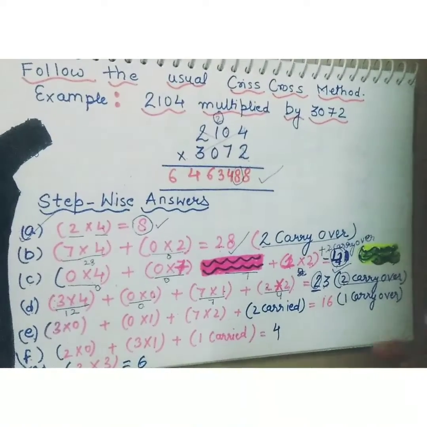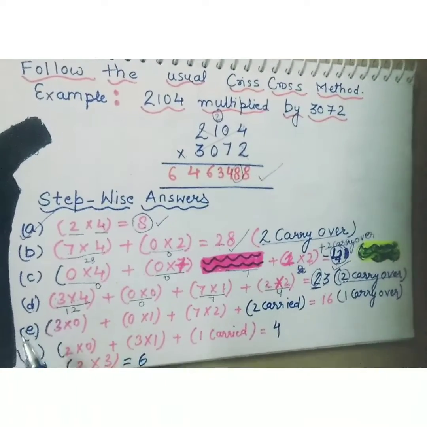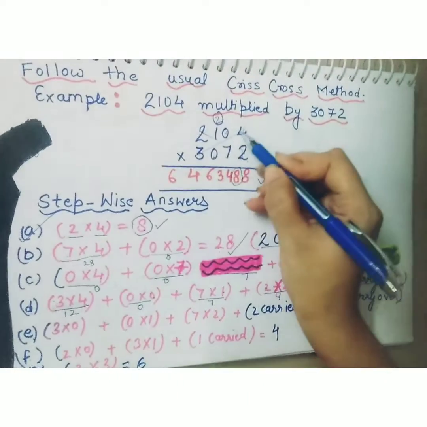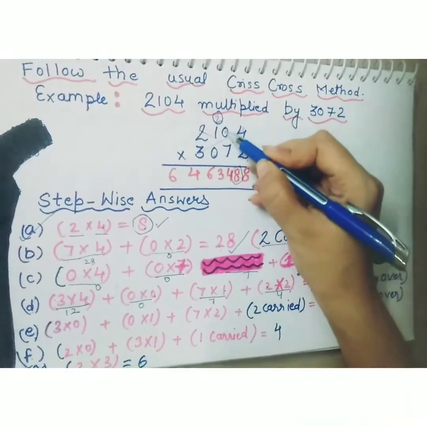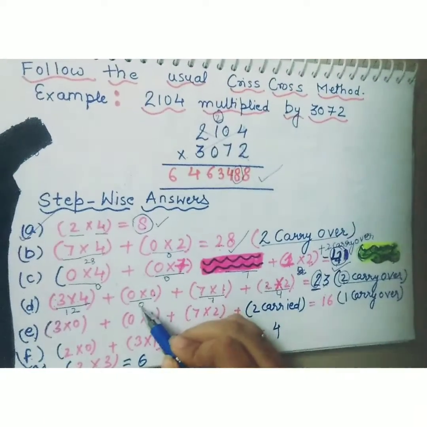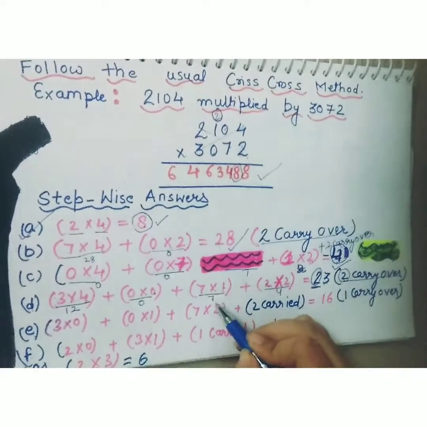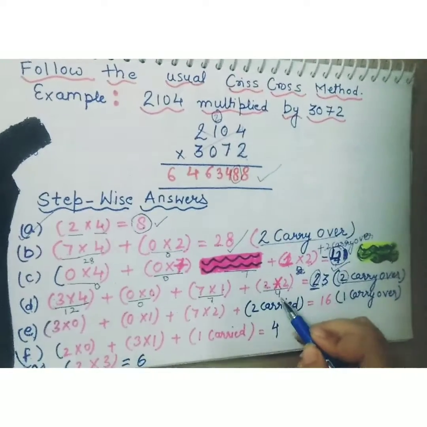Hope you understand step 4. I will explain once more step 4. 3 into 4 comes out to be 12. Then again cross, 0 into 0, 0. 7 into 1, 7. Then 2 into 2, 2 into 2 is 4.